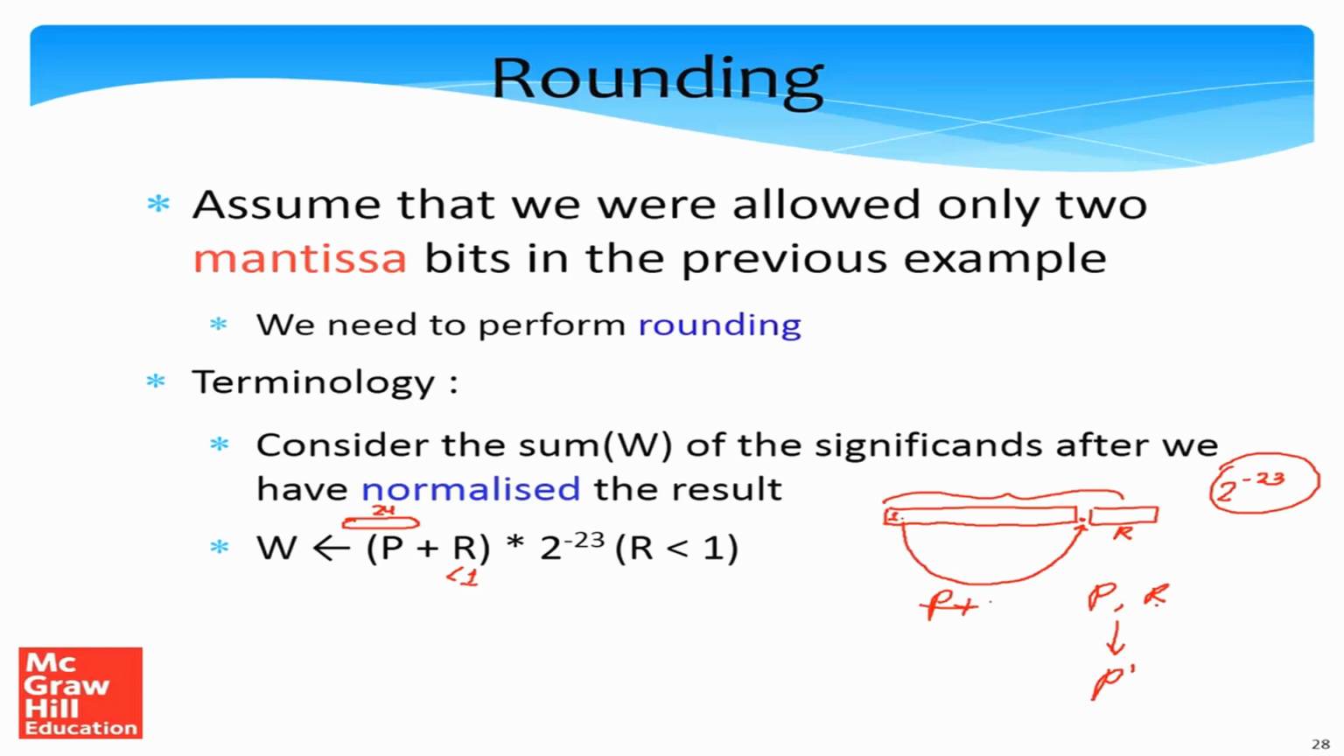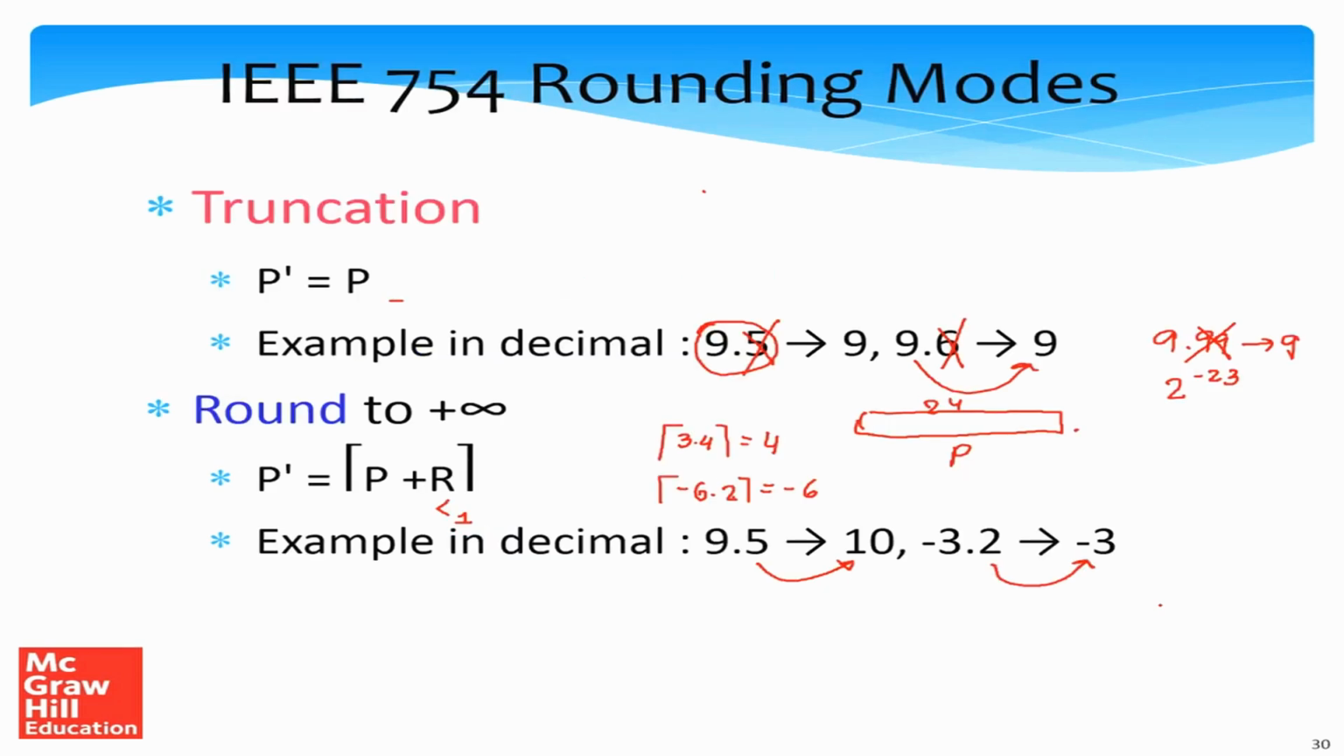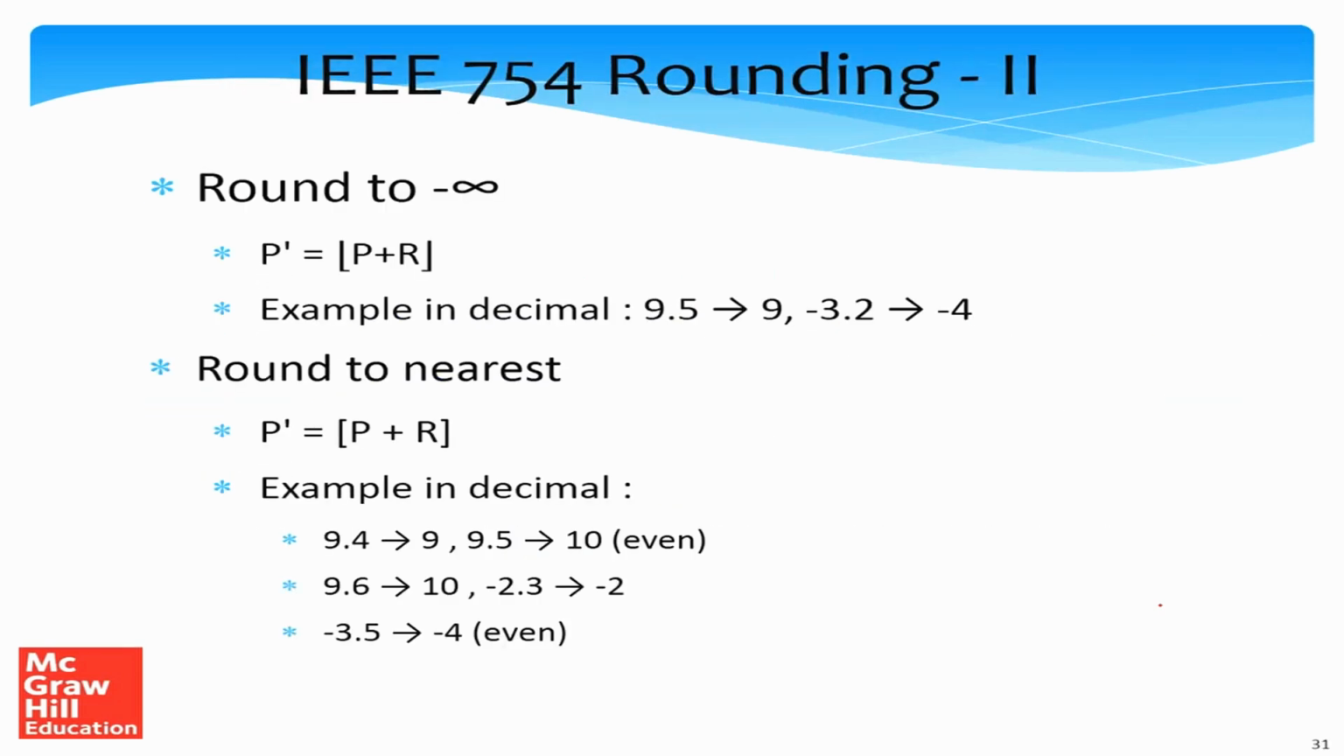R will anyway have to be discarded, but we will have to see how we can take the effect of R into account. If R is small, we can get rid of it, but if it's large, then P has to be incremented, so some rounding has to be done. So our aim is to move from P to one more significant P dash and discard R, but take the value of R into account. So we discussed truncation, we have discussed rounding to plus infinity.